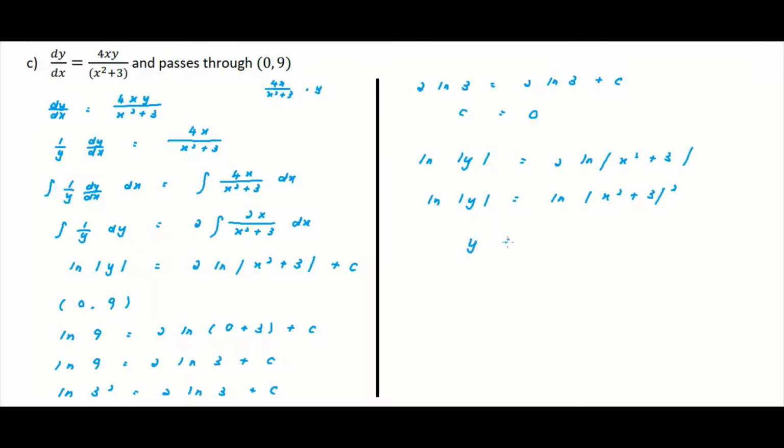So what are you left with? You're left with y equals x squared plus 3 squared. All right, so that's it for C. Alright, so let's move on to the next one.